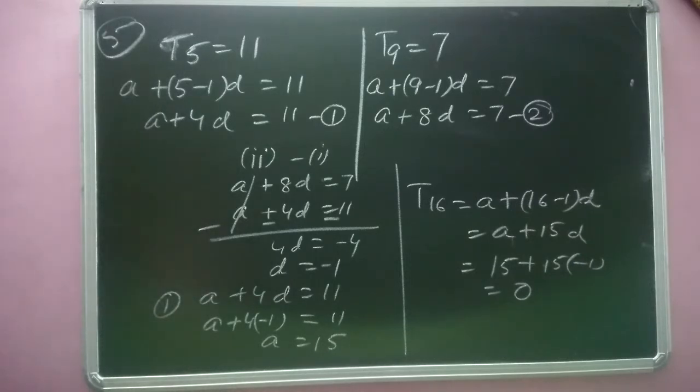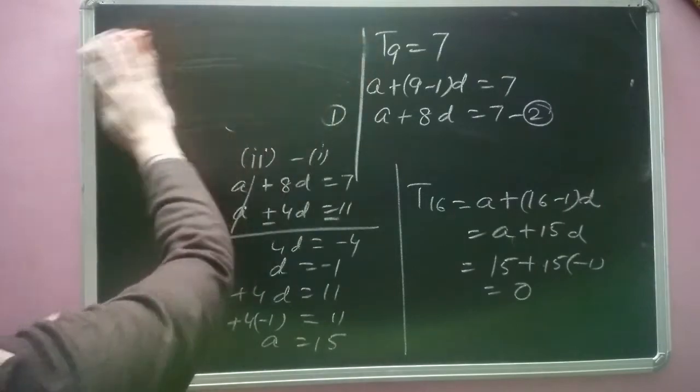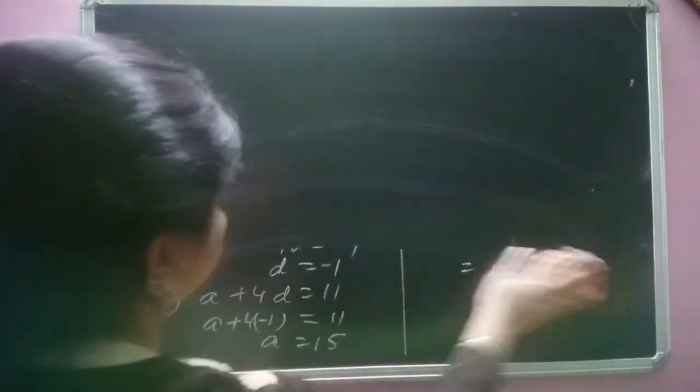So here two equations we have formed from the two terms given. Solved them and we got A and D. And then we calculated the 16th term.